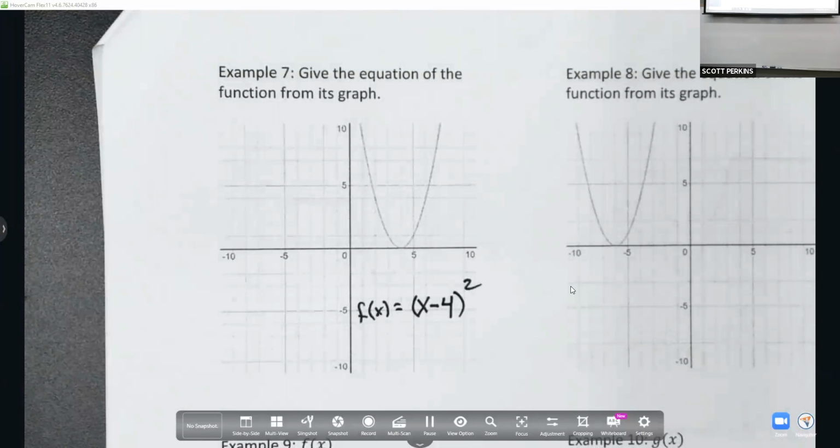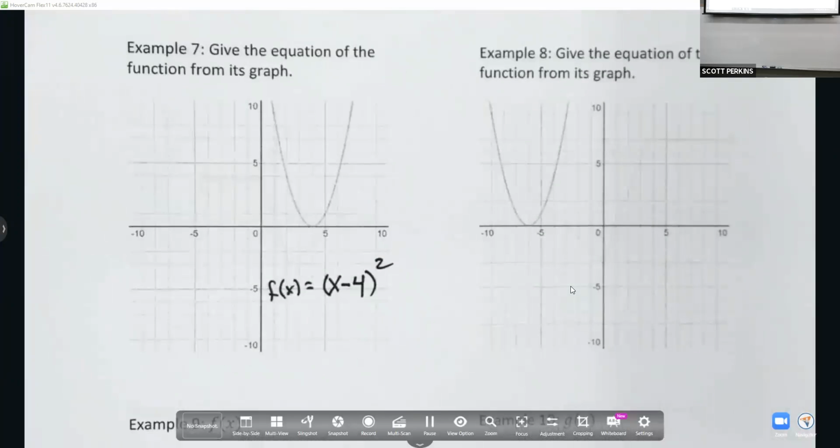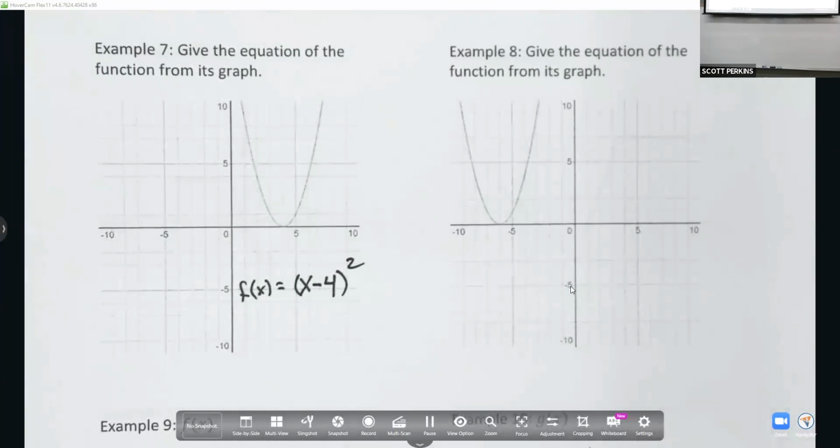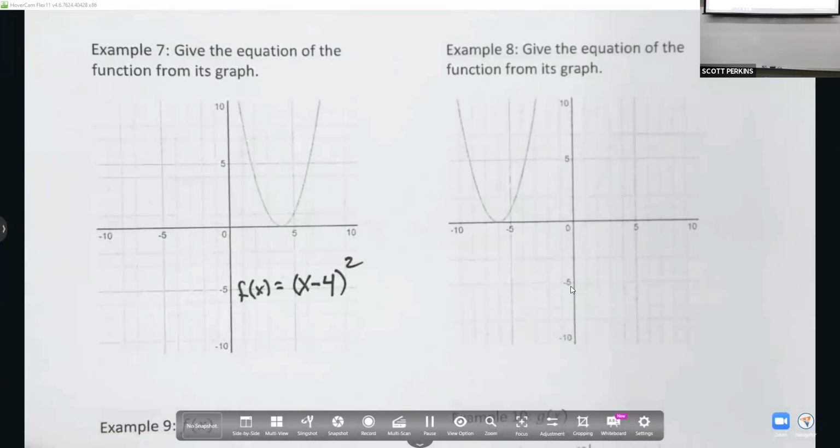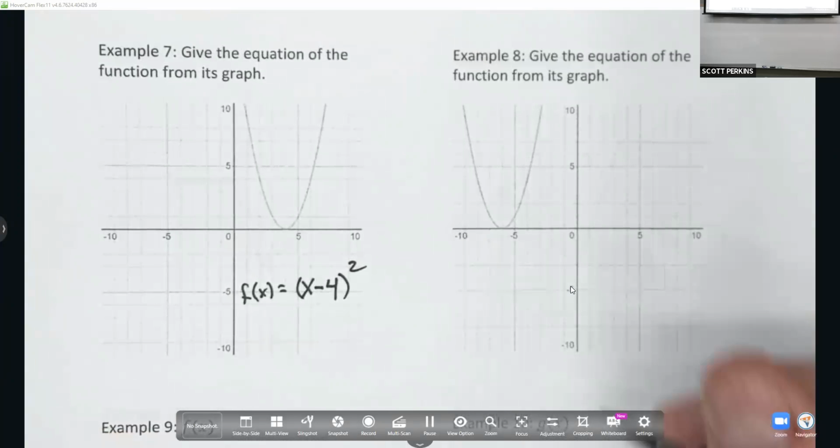Please do example 8. Same sort of thing. It's the same function to avoid learning too many things all at once. What is the function notation for this graph?